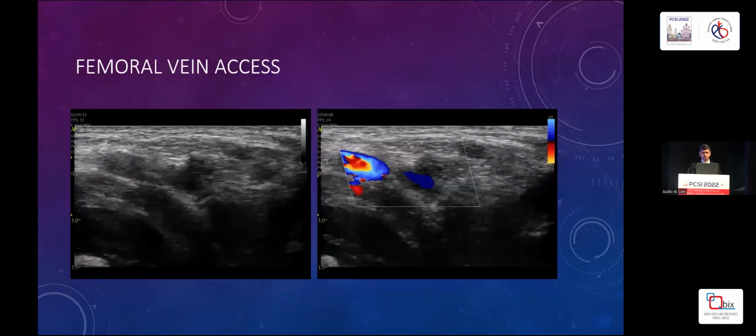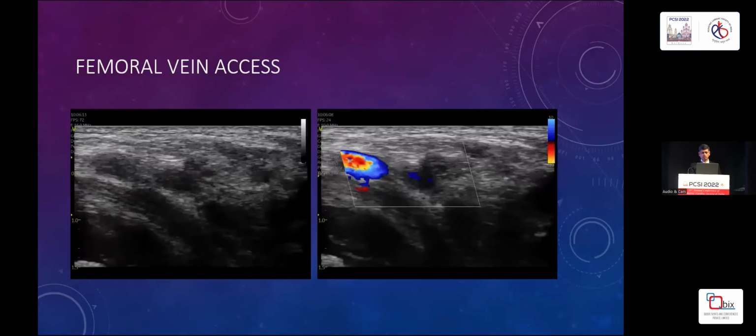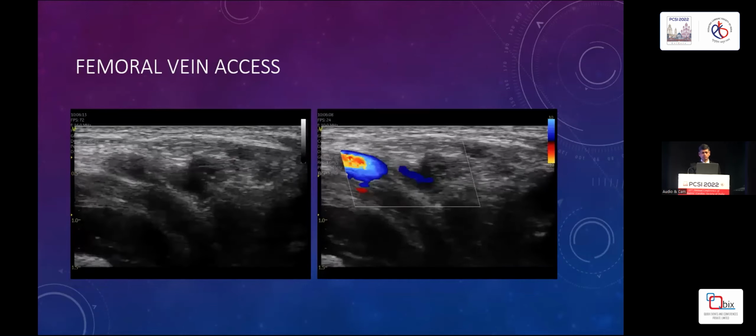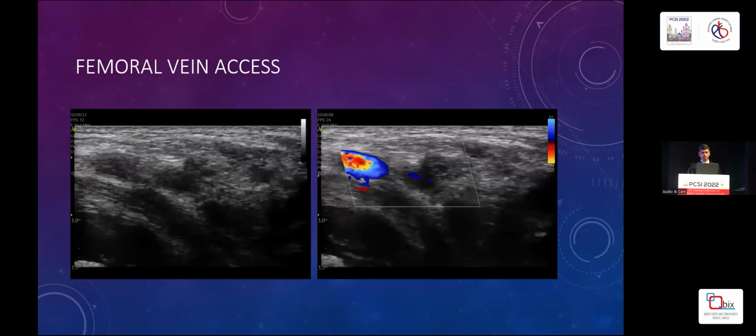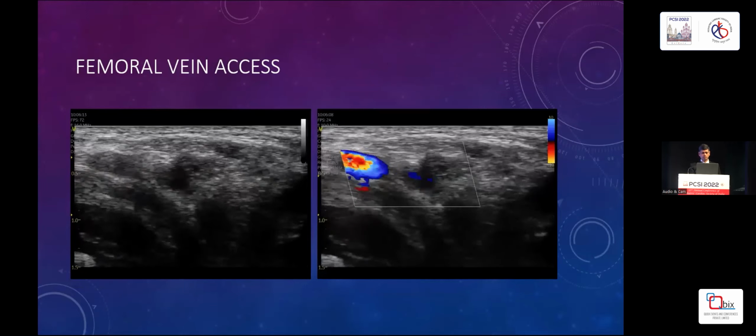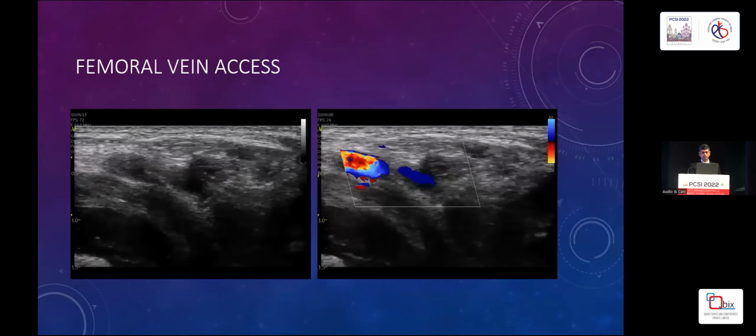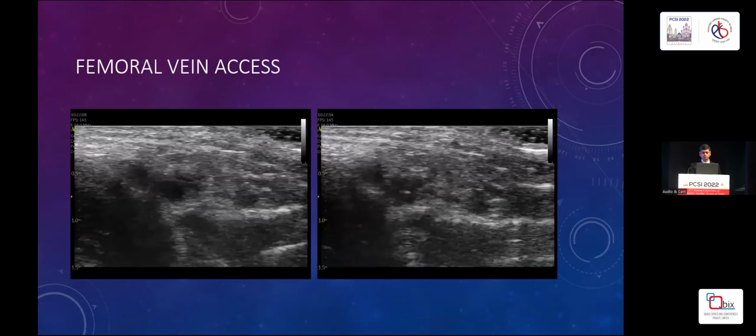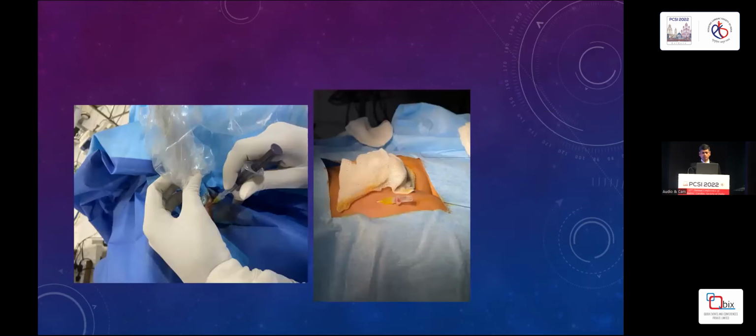Femoral vein access, as we have already told, just near the inguinal crease, we can put the vascular probe and we can identify both the artery and the vein. Then we can access easily. So just poking, and we can see the needle is entering the femoral vein here. And we will see a gush of blood in the needle hub.